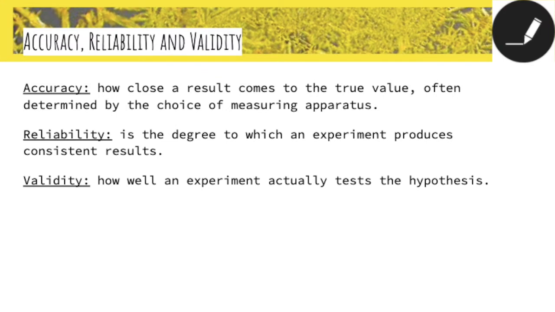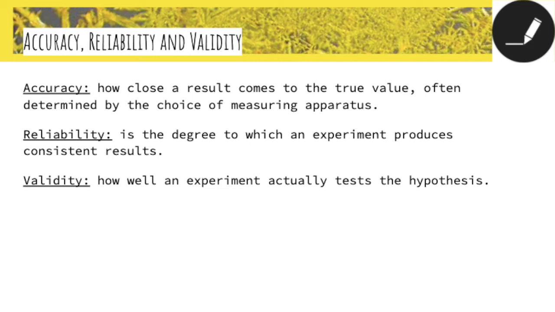Whenever you develop an experiment, it's important to think about accuracy, reliability, and validity. Don't mix these three up. This is a common mistake in exams where students will just talk about all three of them collectively as if they are the same thing. But accuracy is about how close a result comes to the true value. And so when we're designing an experiment, this comes to our choice of the measuring apparatus and how fine we can measure those results.